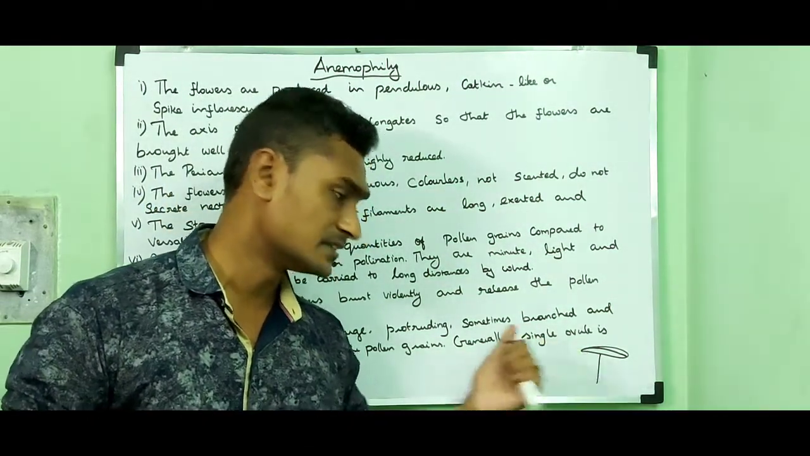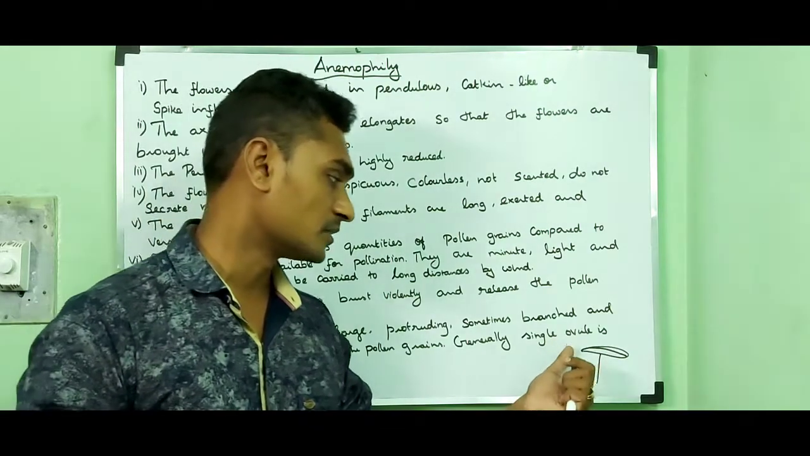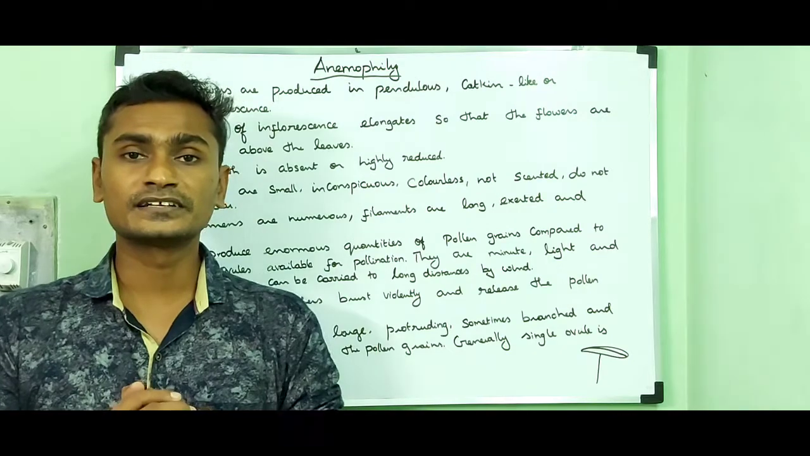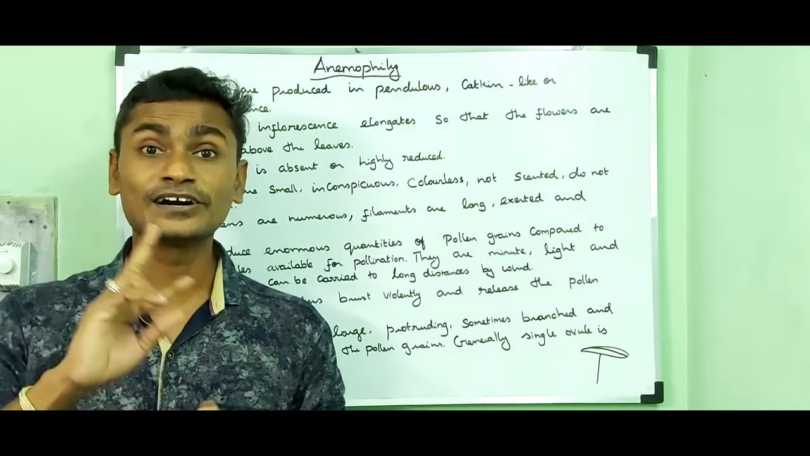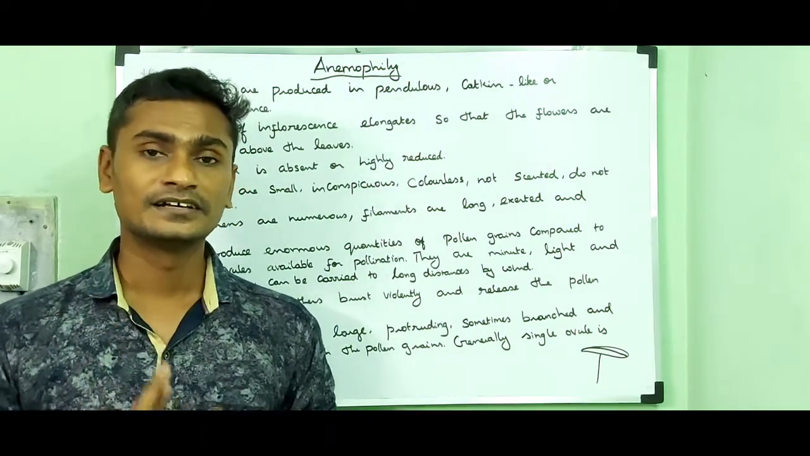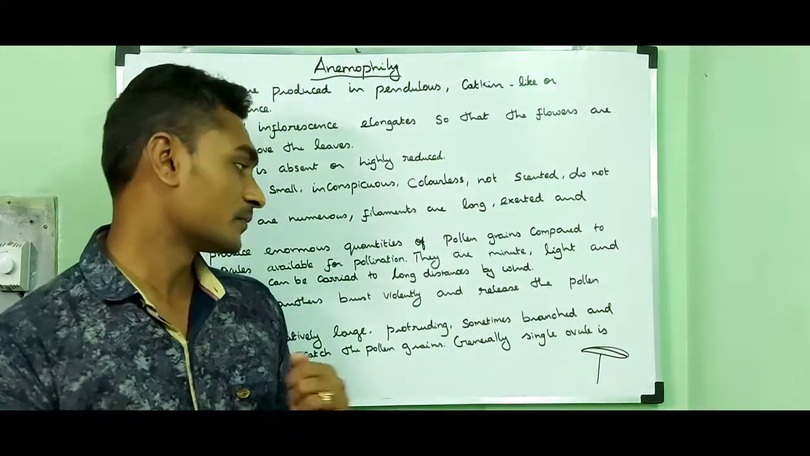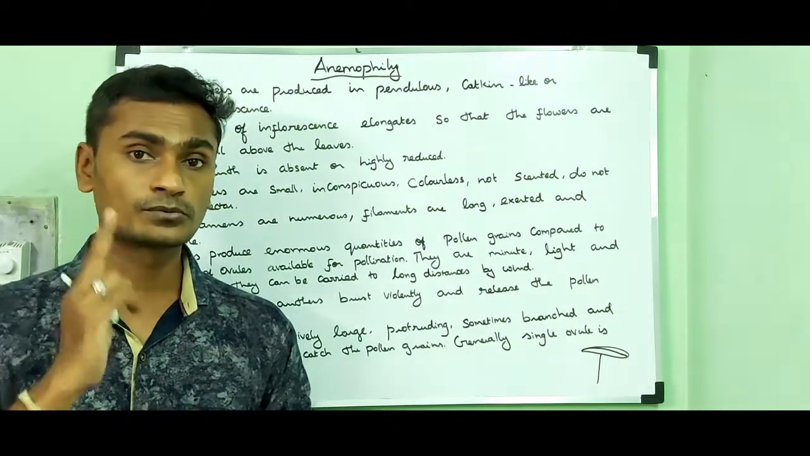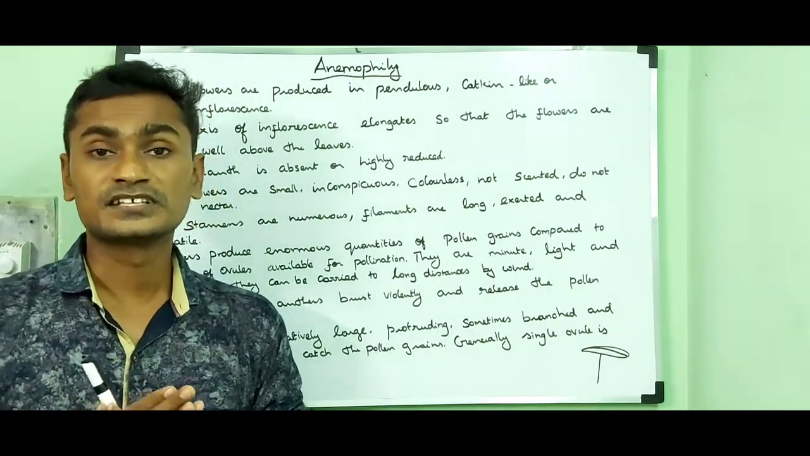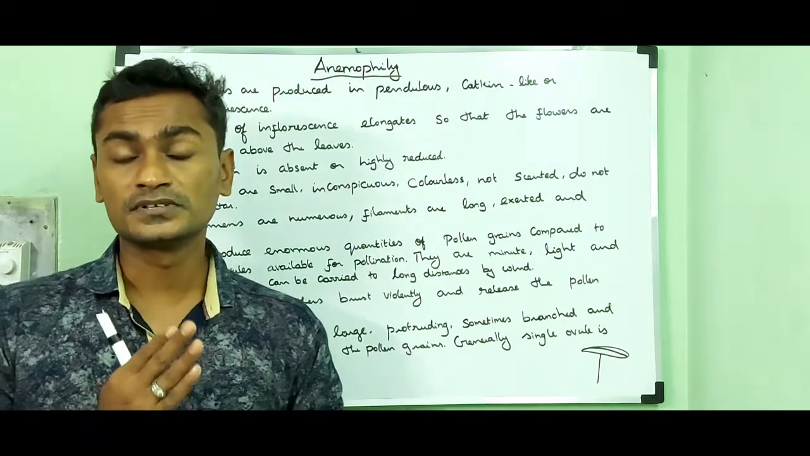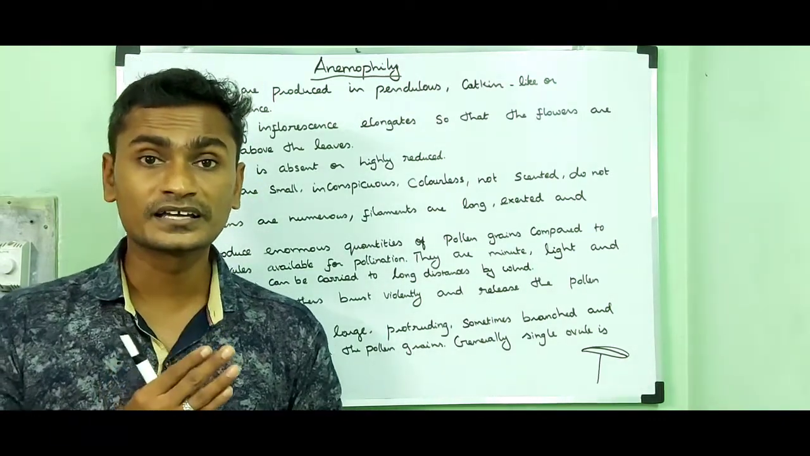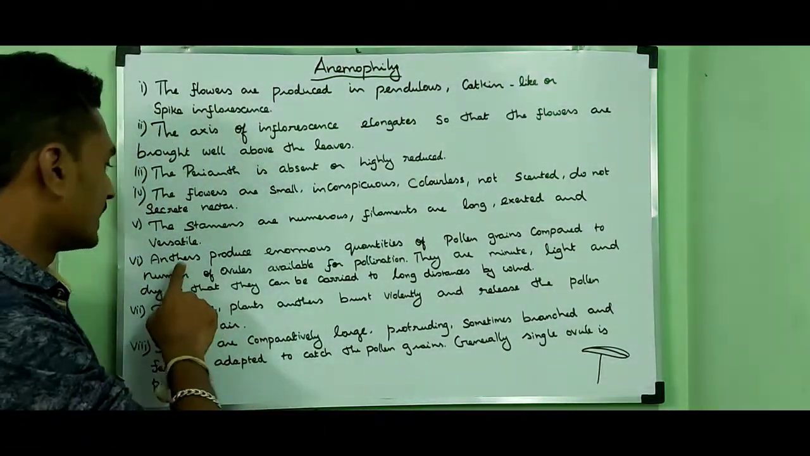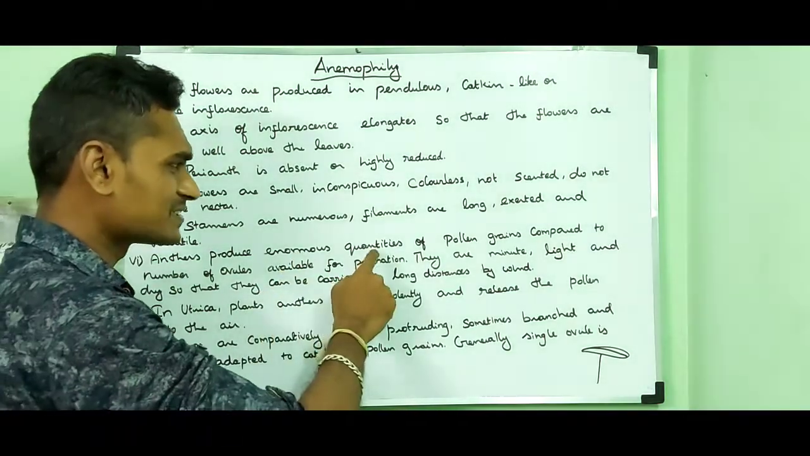This is the filament and this is the anther, and combinedly called as stamen. Because of the versatile stamen, when the wind blows, it can oscillate in all directions. So the anemophilous flower contains versatile stamen. This is an important word, remember it. Versatile stamen will be present in which flowers? Only in anemophilous flowers, so that it can oscillate in all directions. Remember that.